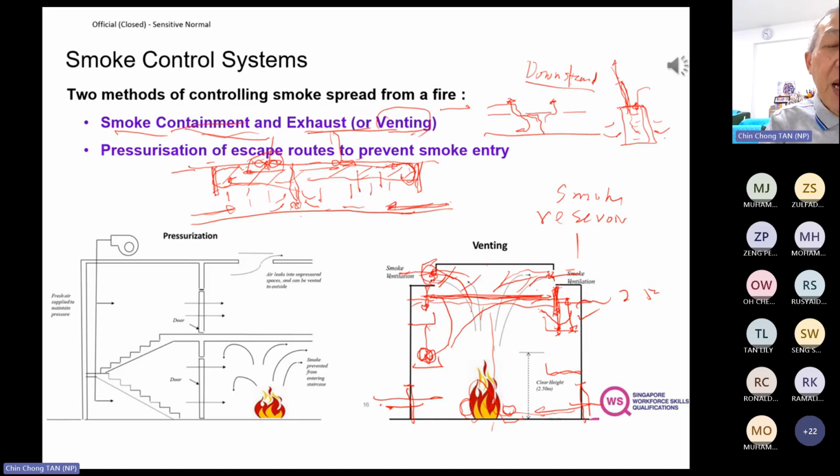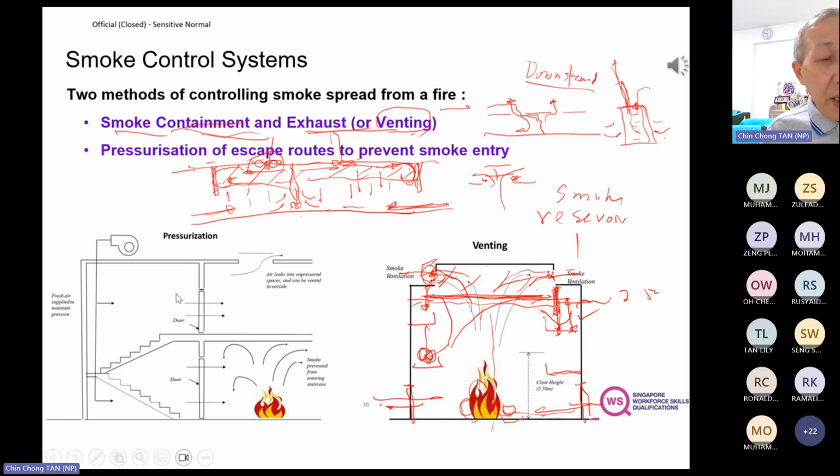When I say vents, they are natural vents. It means there may be a covering, and then there is some fusible link here. When the fusible link melts, this thing will be lifted up, so smoke can go through. That's the idea. But going through by itself, naturally, may not happen so easily. All right, so I have talked about smoke containment and exhaust.